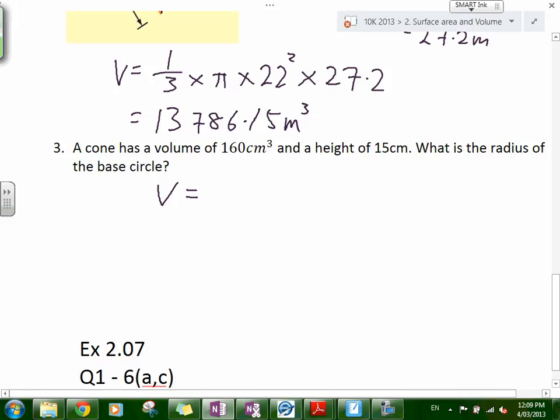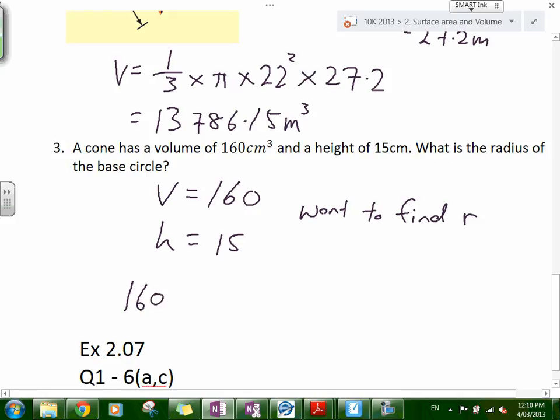Well, we know that V is equal to what? V is 160. Okay? And I know that H is what? What's H? 15. H is 15. And I want to find R. That's what I'm looking for. I'm looking for the radius, I'm looking for r. So then I put this into the formula. I say, well, 160 is equal to pi times r squared times 15. Alright, so now I've substituted in the values I know into the formula.